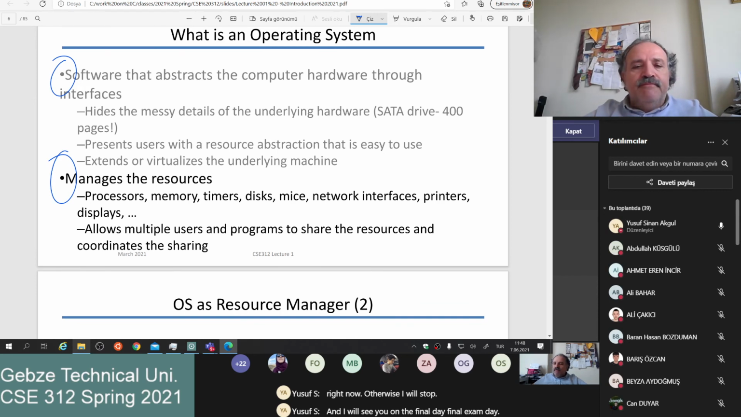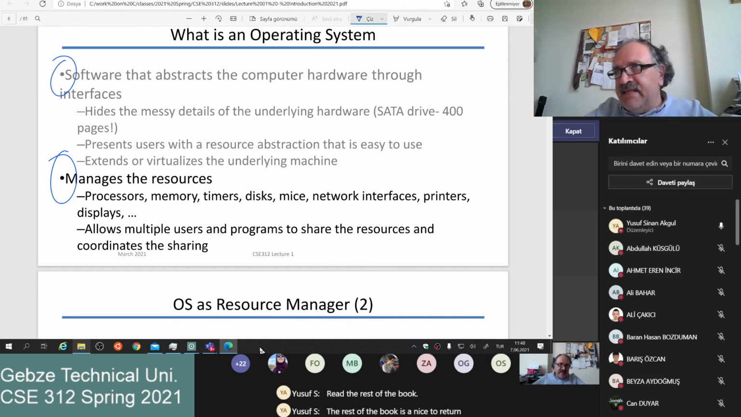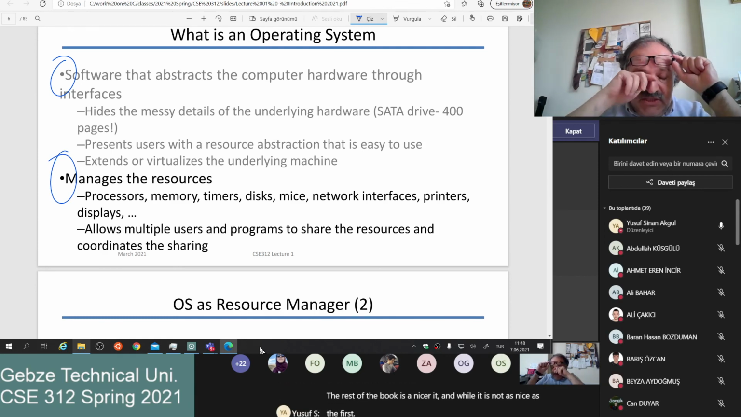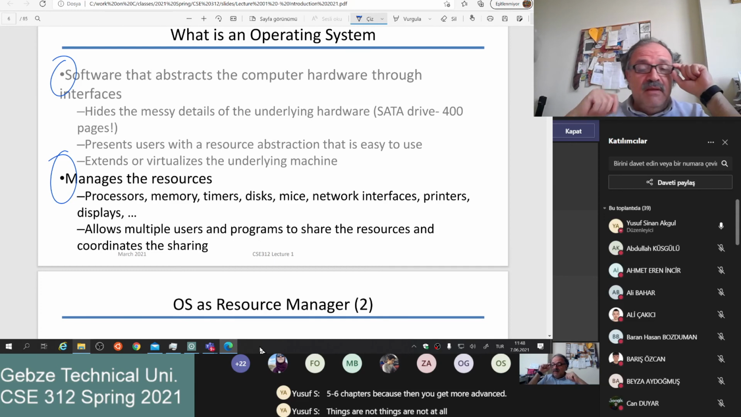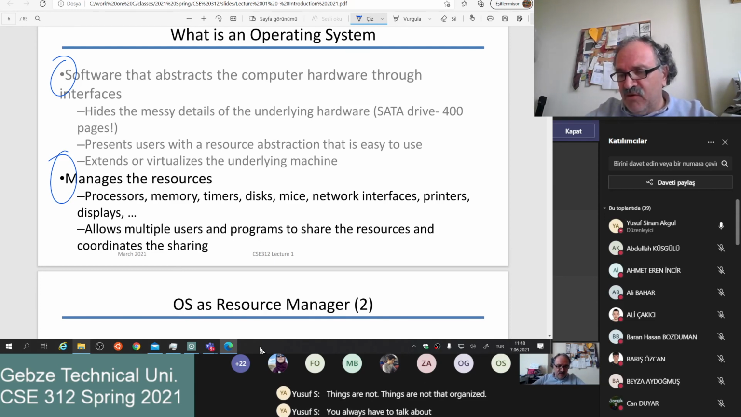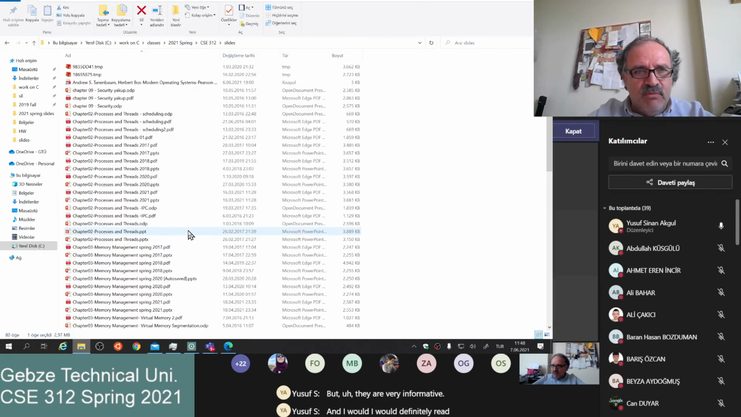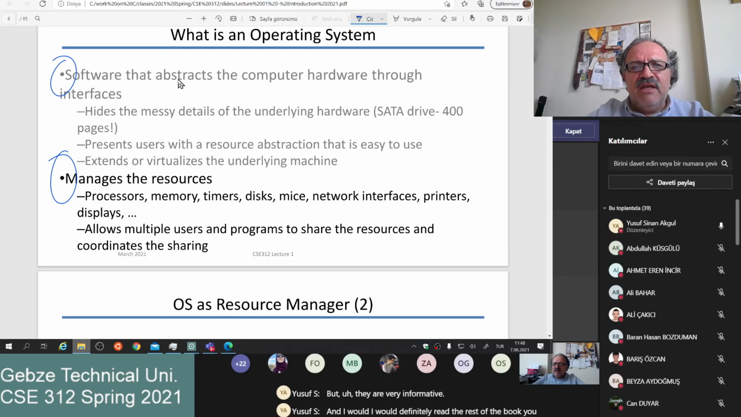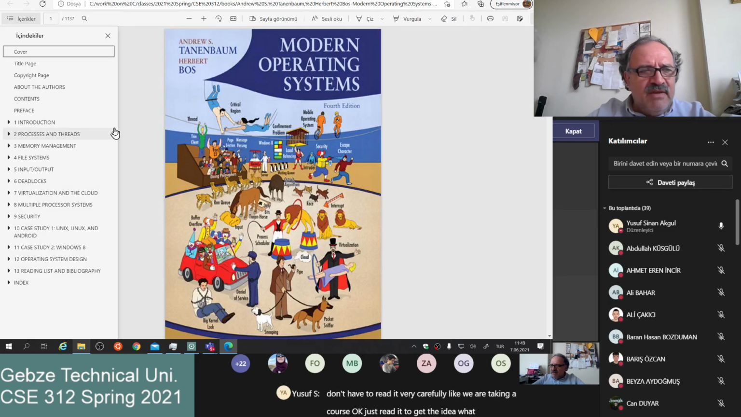Read the rest of the book. The rest of the book is nicely written. Well, it is not as nice as the first 5 or 6 chapters, because when you get more advanced, things are not that organized. You always have to talk about specific operating systems and so on. But they are very informative, and I would definitely read the rest of the book. You don't have to read it very carefully like you are taking a course. Just read it to get the idea of what that kind of thing is.